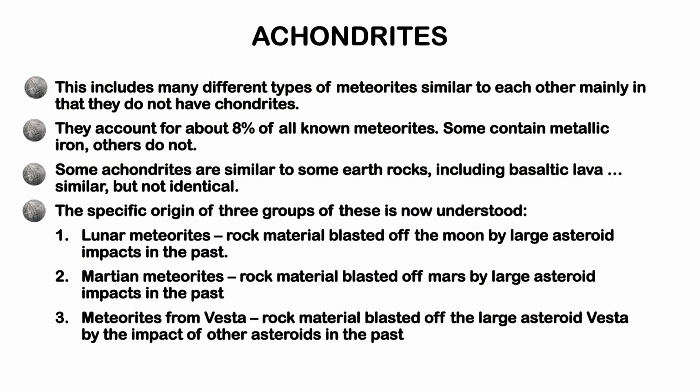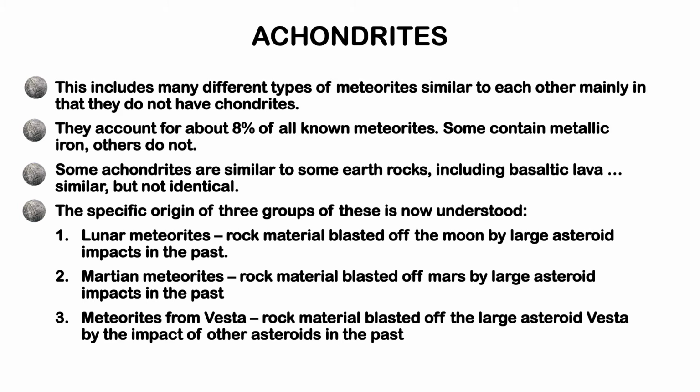The achondrites contain no chondrules. These make up about 8% of all known meteorites. Some contain some metallic iron, not as much on average as the chondrites, and nowhere near as much as the chondrites that are most rich in metallic iron. But some have absolutely no metallic iron in them at all, such that perhaps 3 to 4% of all meteorites will not be attracted by a magnet.